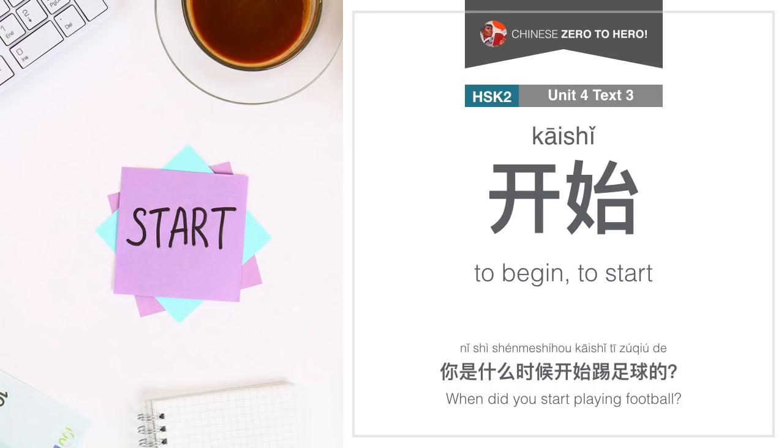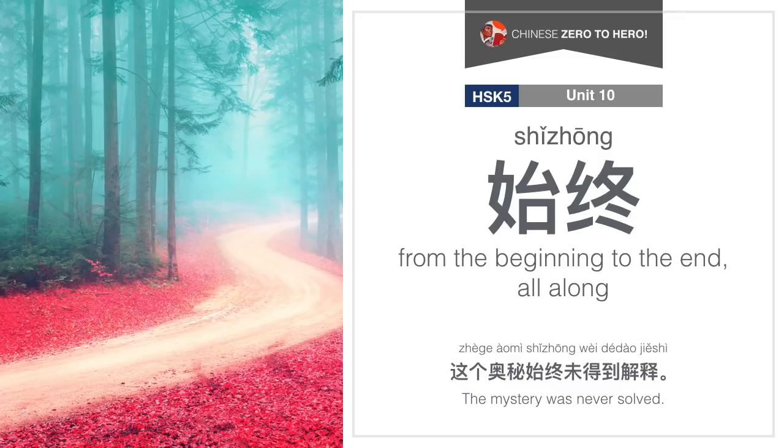In HSK 2, we learn the word 开始 meaning to begin or to start. 你是什么时候开始踢足球的? When did you start playing football? In HSK 5, we learn the word 始终 meaning from the beginning to the end or all along. 这个奥秘始终未得到解释. The mystery was never solved.